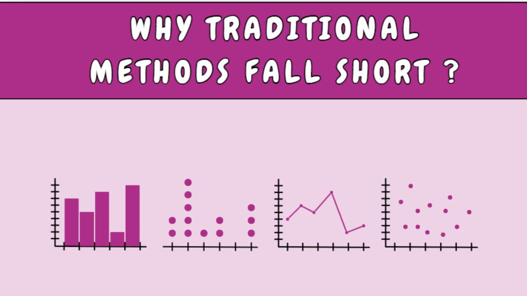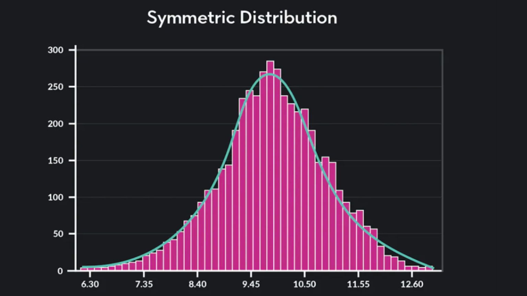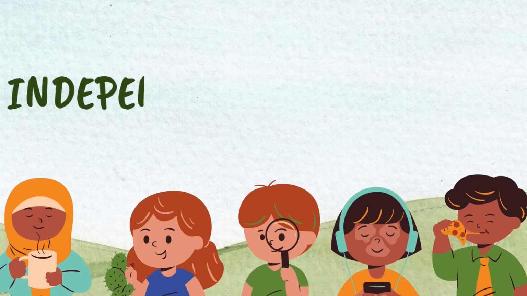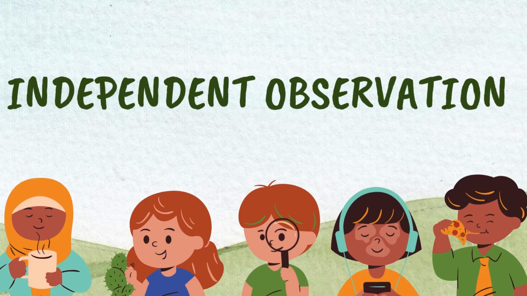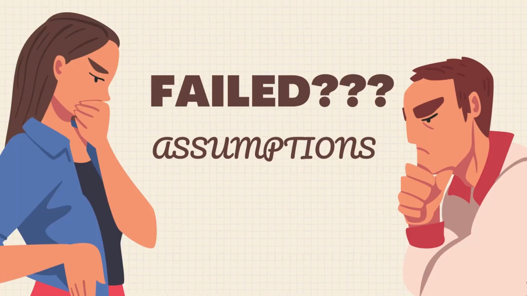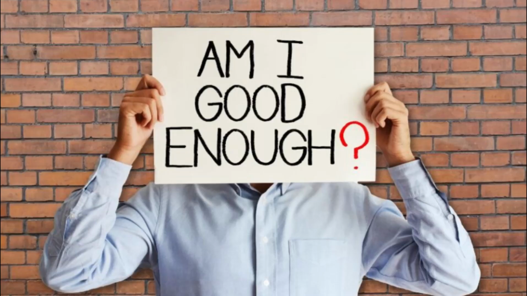Let's get started. Before we dive into the Bootstrap method, it is important to understand why it became necessary. Traditionally, we relied on methods that required us to make assumptions about our data, like assuming it follows a normal distribution or that observations are independent. But what if these assumptions are not met? Or if we have a small sample size? In those cases, traditional methods often fall short, leading to less accurate results and more uncertainty.